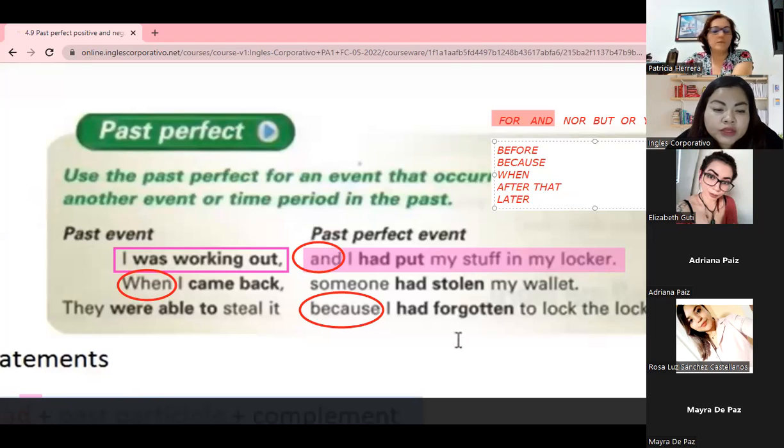Not always. When is not always at the same time. When you can use when, and if you want that to sound at the same time, you must use simple past, simple past.